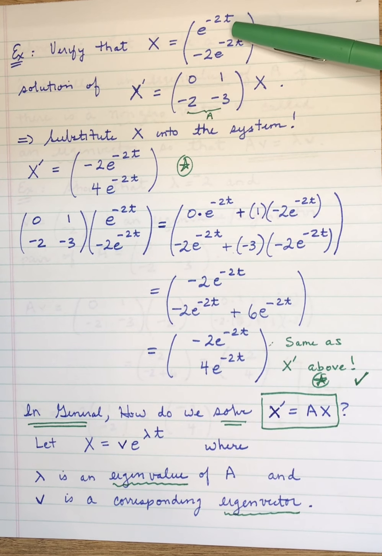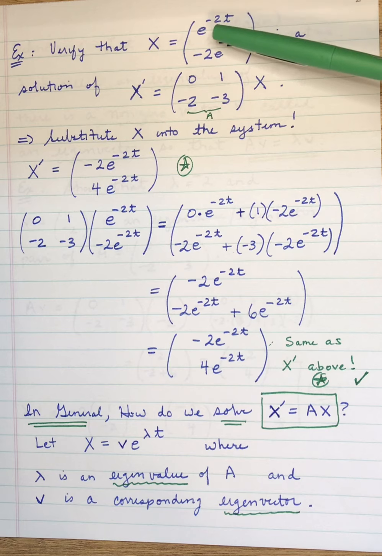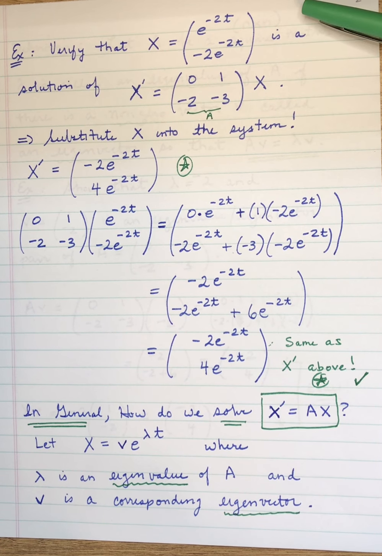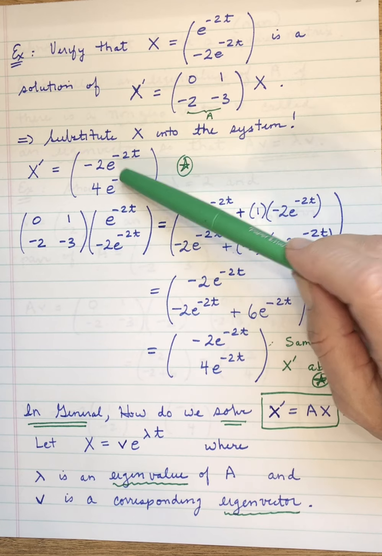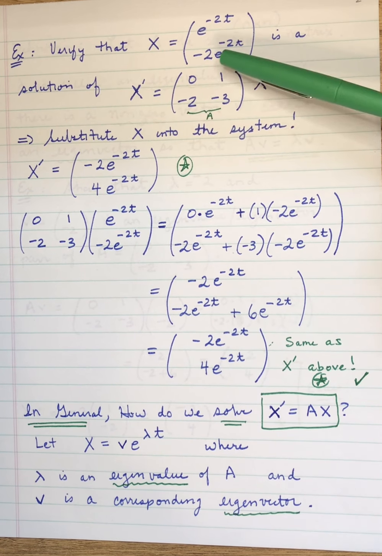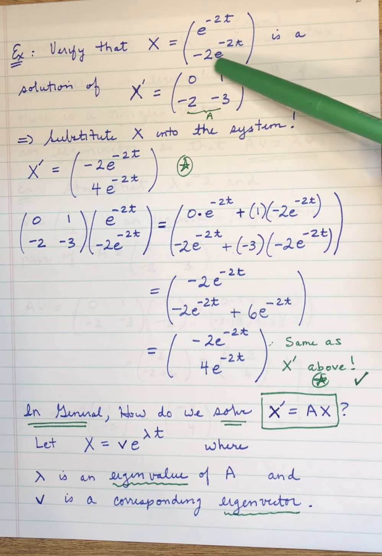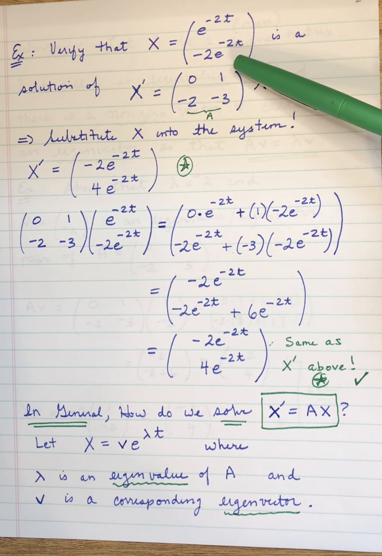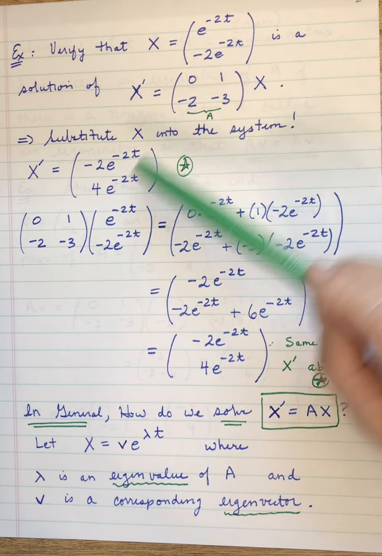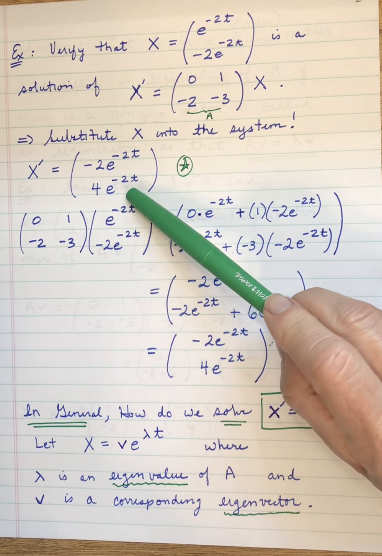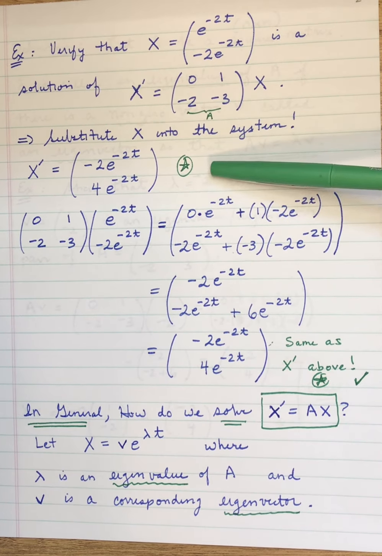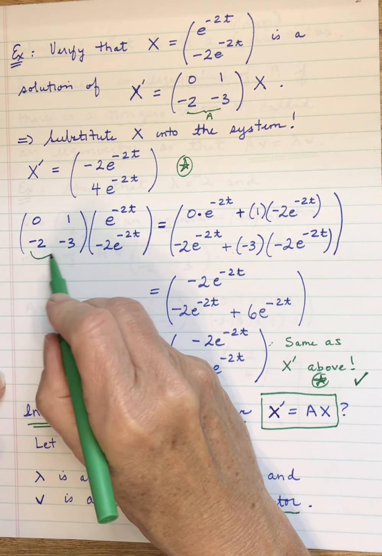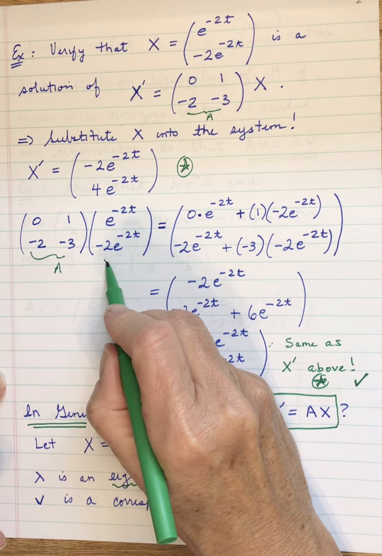So if we differentiate e to the minus 2t, we get e to the minus 2t times the derivative of minus 2t, which would be minus 2 e to the minus 2t. Same thing here. The derivative of e to the minus 2t will be minus 2 e to the minus 2t, multiplied by the negative 2, and you get 4 e to the minus 2t. So that's the derivative. Now what do we get when we multiply the matrix A times x?